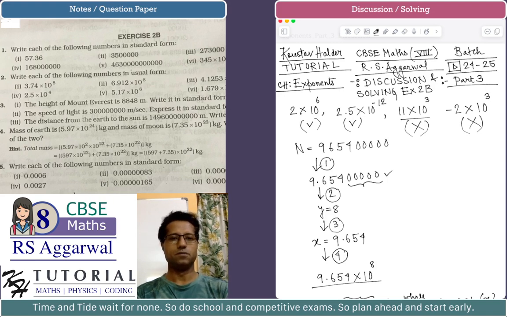In the next video, I think there are objective questions. Let me check. This is chapter exponents. This was exercise 2b. Then we have exercise 2c, which is objective questions, and then we have test paper 2. So the next video will be on solving the MCQ, that is exercise 2c, and after that I will solve test paper 2.